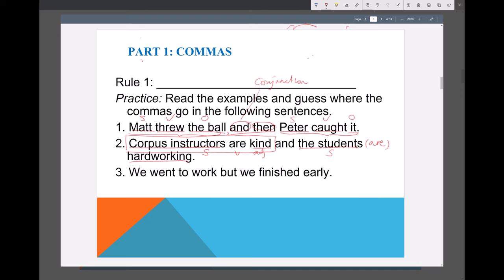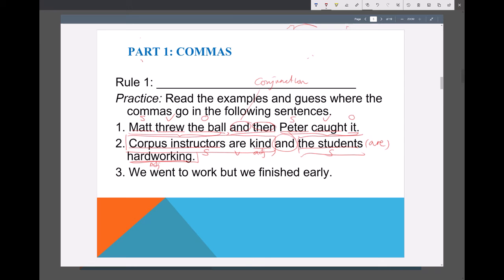So, where do you think the comma should go? Yes, it goes before the conjunction word, and. You have the first clause, corpus instructors are kind, and the next clause, students are hardworking. All right.